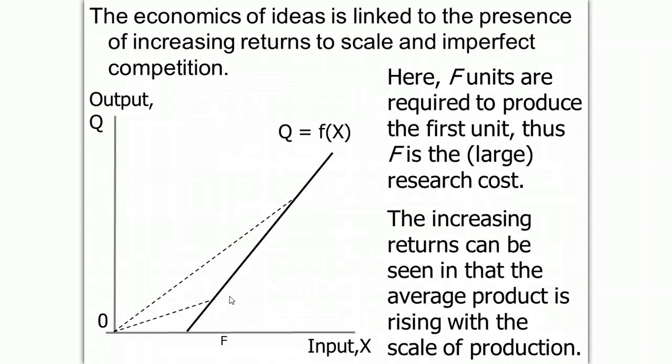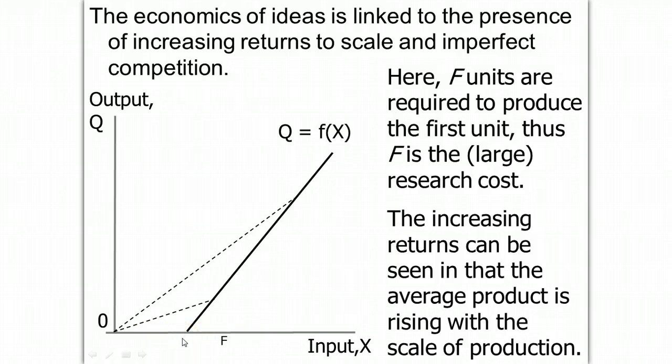So the economics of ideas is linked to the presence of increasing returns to scale. So why is there increasing returns to scale? Well, on the vertical axis, we have output, the quantity produced, number of tablets. On the horizontal axis, we have input. You can measure this in labor, capital, money, whatever it might be. The amount that goes into producing a particular product.